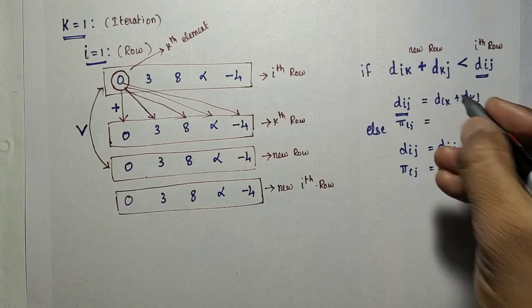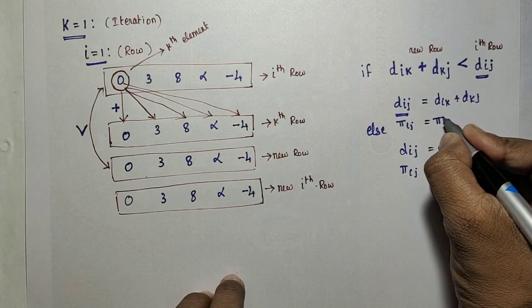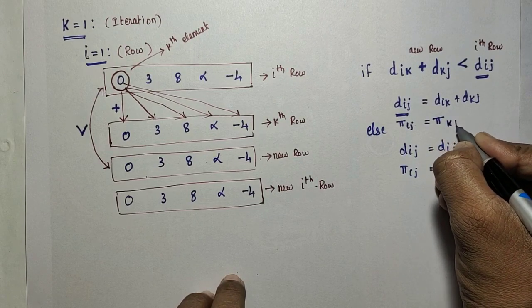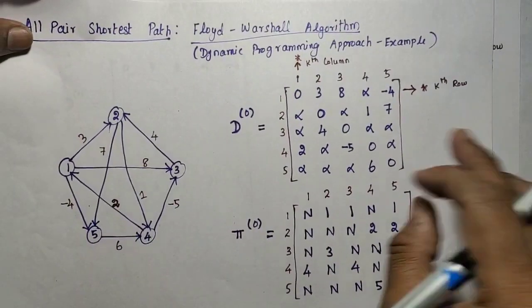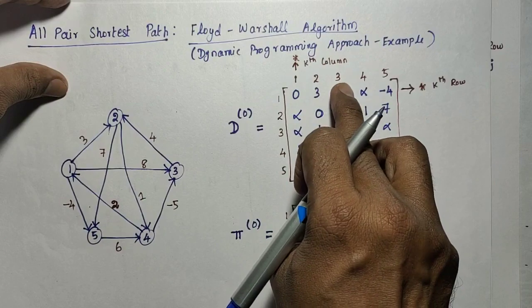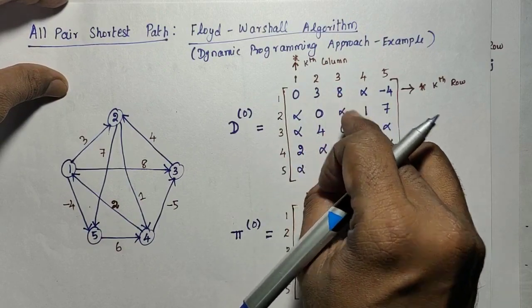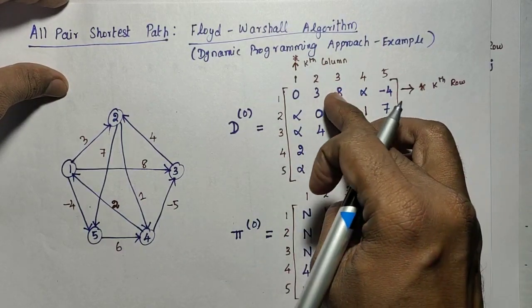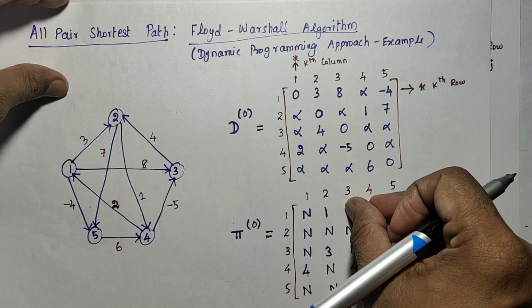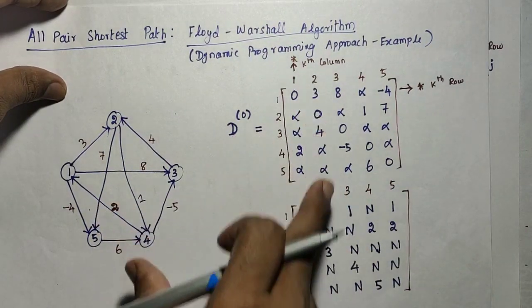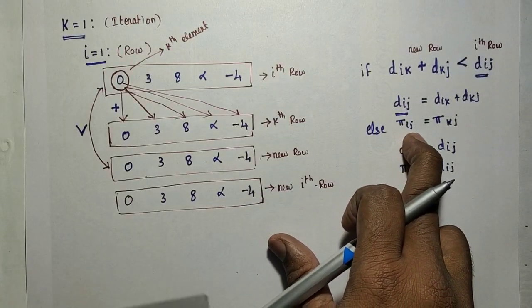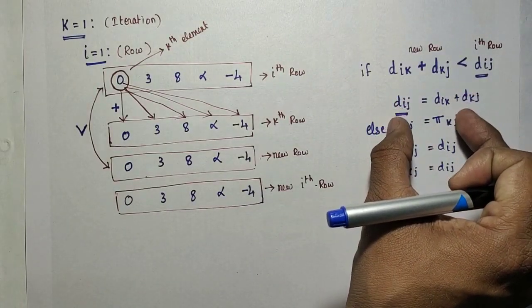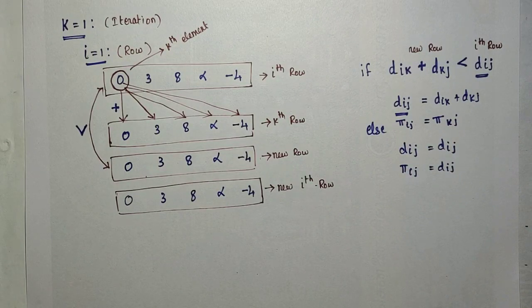So that corresponding pi k j needs to be copied to ij. Suppose 0 plus 8 gives a 7, then the corresponding value from that pi needs to be copied. You will understand that in the next example. Here there is no need of this statement. You will understand this statement in the next updation.